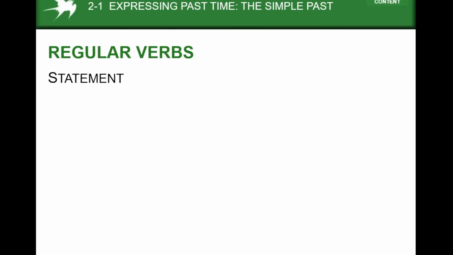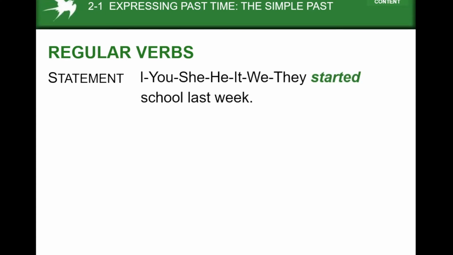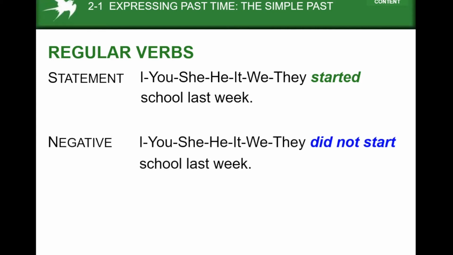Okay, in this sentence, what is the subject? You are right, they is the subject. And what is the main verb? You're incredible! Yeah, started! And are there any helper verbs that help to make a negative? No, but we can add did not, so it becomes they did not start school last week.